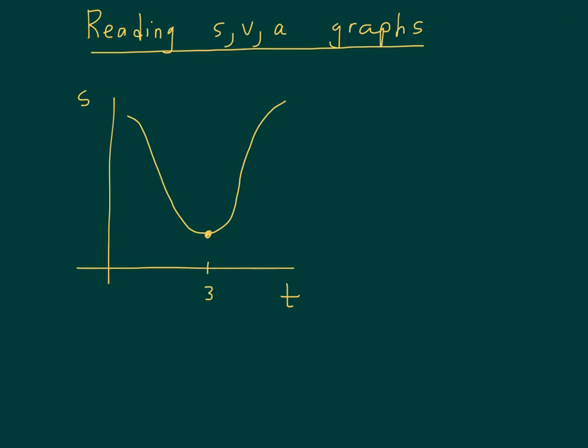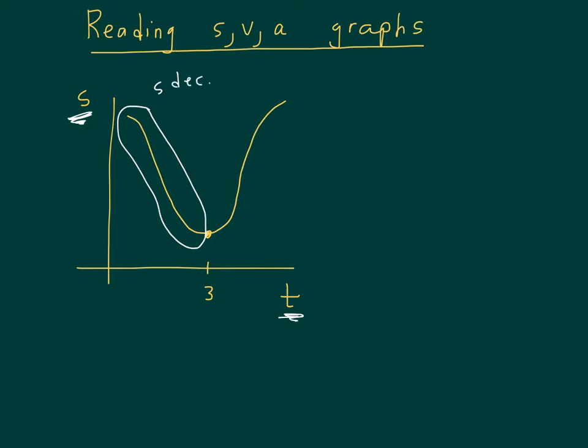Alright, we're going to look at analyzing some graphs. Our first example here, we have a position versus time graph, and we have a key point of interest here when t is 3. Notice that we don't take on any negative t values. We can't have negative time. So I want you to focus on the first half of this graph where s is decreasing.